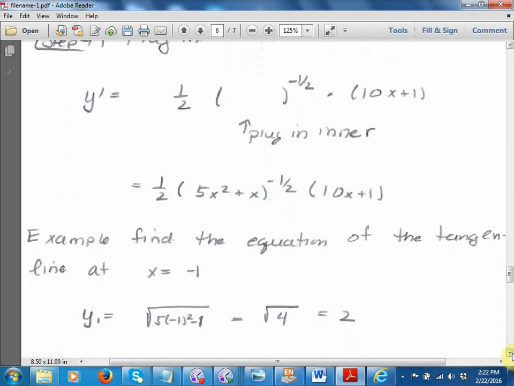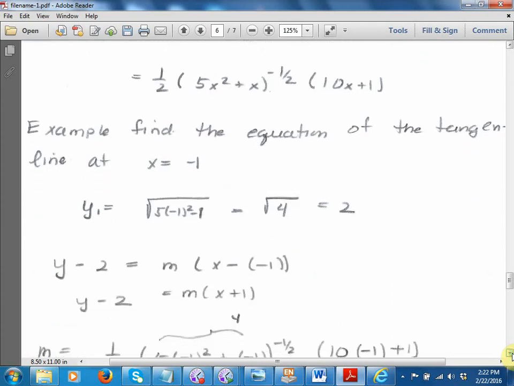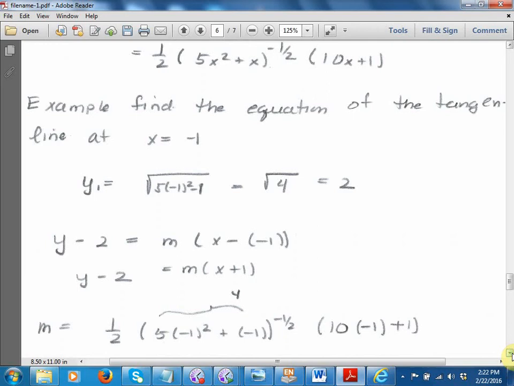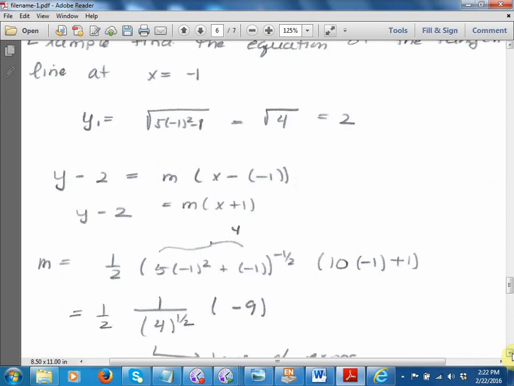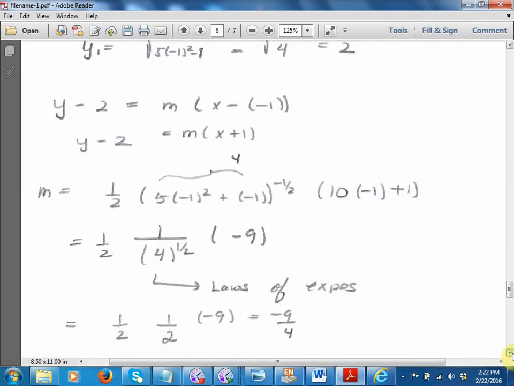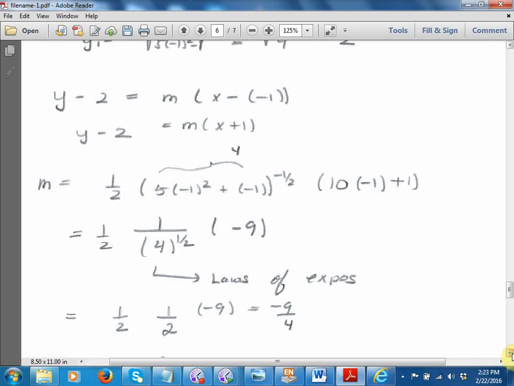Tangent line problem's the same. I totally made this one up, but the numbers turned out nice. It must have been my day. Take x equals minus 1. I want to find the tangent line there. I find the y1 first, which was 2. I get the m by plugging minus 1 into the derivative. Then I plug the m into the y minus y1. I got minus 9/4 as my m once I plugged in the number. I did this all by hand without a calculator, and surprisingly, I only got one wrong here.